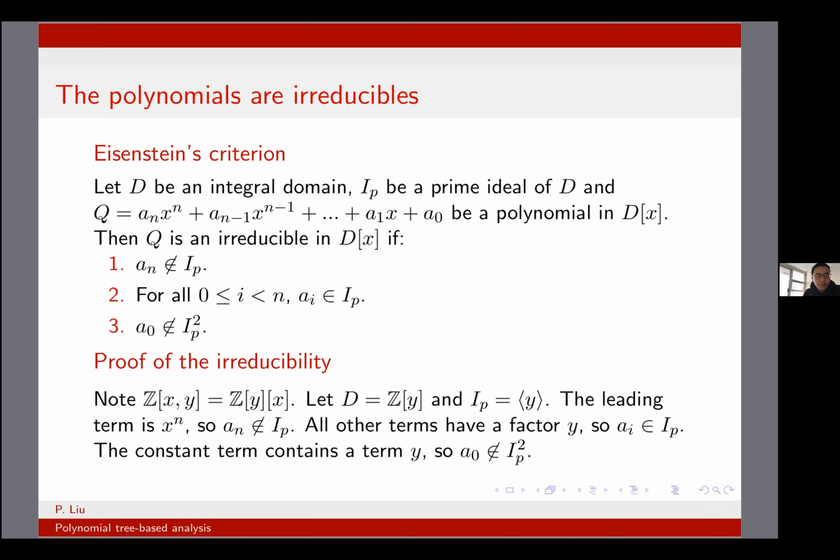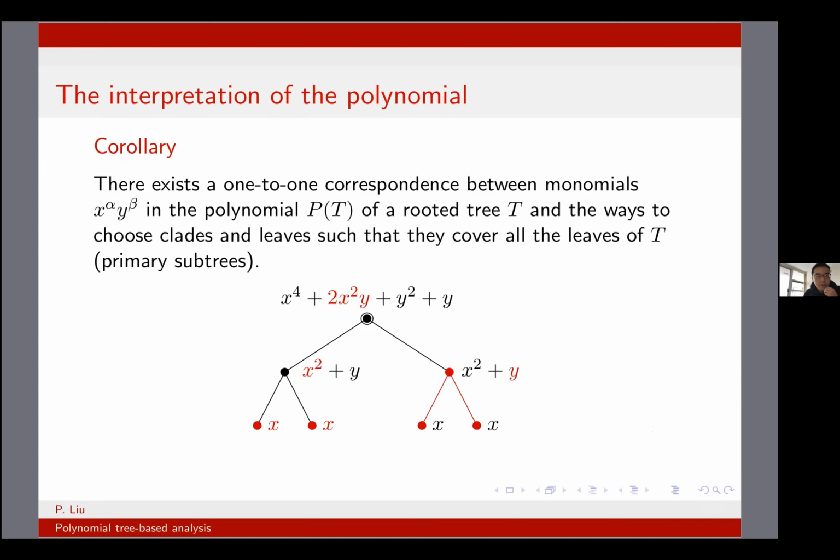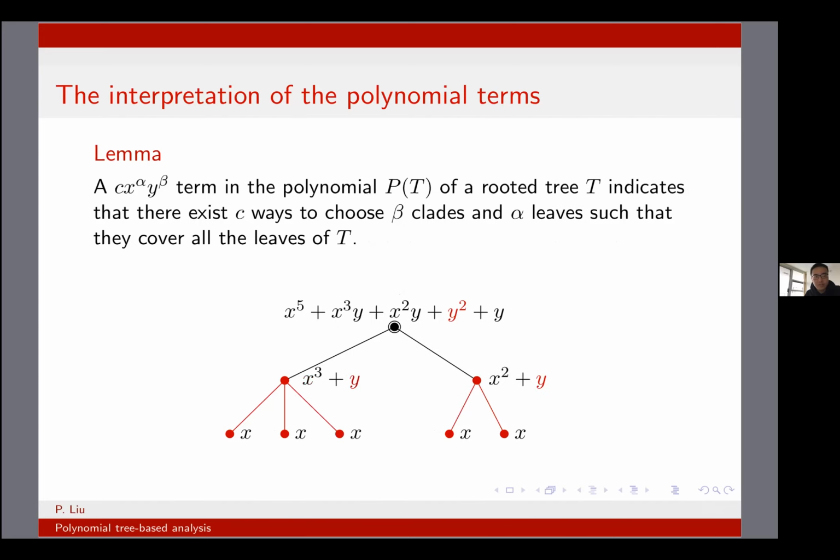So if we take a look at our polynomial, we can find several properties which can be proved, but I'm not going to prove them here. The leading coefficient always corresponds to the choice of all the leaves, so it's x to the power of the number of leaves. In this case, we have 4 leaves, so it's x to the 4. And in the previous one, we have x to the 5th because we have 5 leaves. So the leading coefficient for this polynomial is always 1.